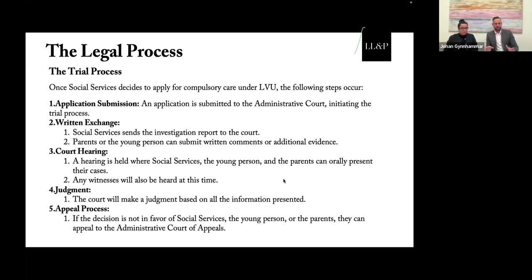Then you have the court hearing. And the court hearing is when you physically go to court together with your lawyer. In the court, you will have the social services, you will have the young person, you will have the parents. Everybody will get the chance to orally present their case and to add maybe more evidence. Any witness that you want to be heard will be heard at this time. They will be heard in court. Either they will be physically in court or they will be heard by phone or video link from another court. After this hearing, the court will take a couple of weeks to make a judgment. And then you will receive this judgment and you can go over it together with your lawyer.